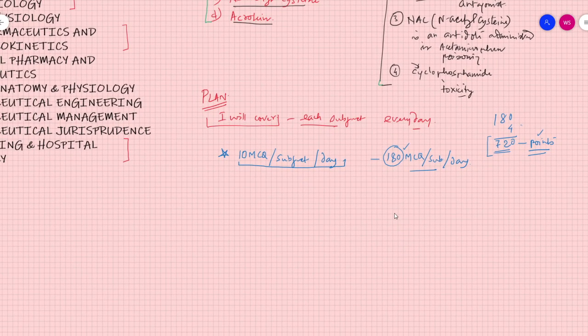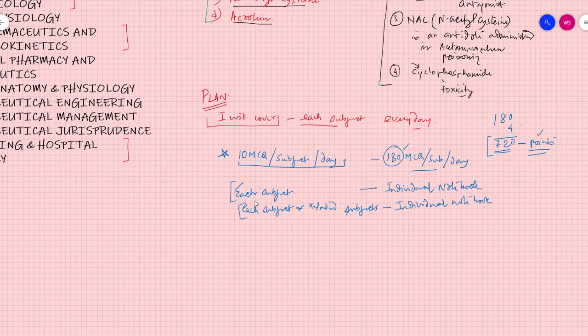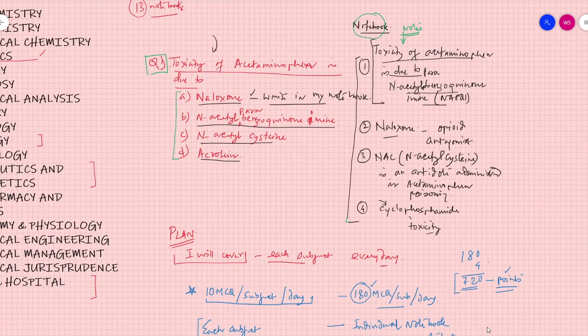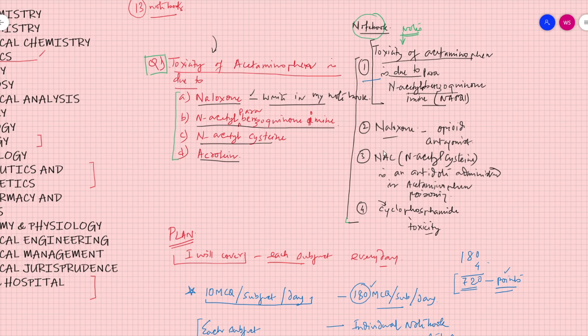Okay, so that's the reason why we need about 13 notebooks. We've got 2 sets, individual subjects and subjects which are related to each other. So for these we need an individual notebook. Okay, so that's the target, 10 MCQs per subject per day, and we're going to learn each option in detail, and we're going to get this into our system.